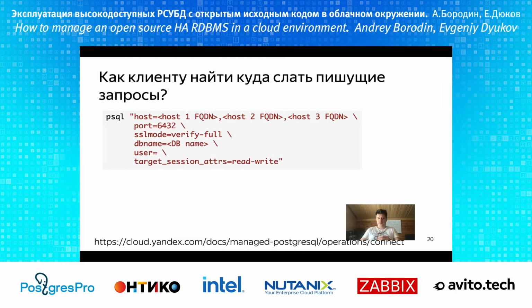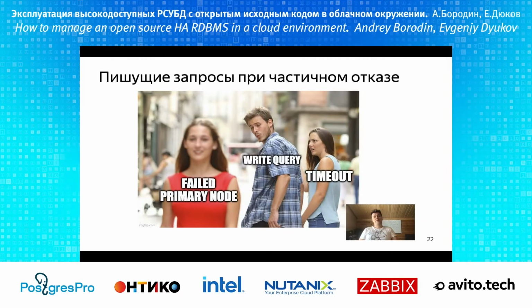How do clients know where to go in this topology? We use the target_session_attrs technology, where we indicate all hosts in each connection string. Also, in the connection string, we mention the desired level of writing. The driver, be it pgx, or libpq, or JDBC, will go through the list of hosts and ask each host, select pg_is_in_recovery, and if the node is not in recovery mode, then it can accept writing queries.